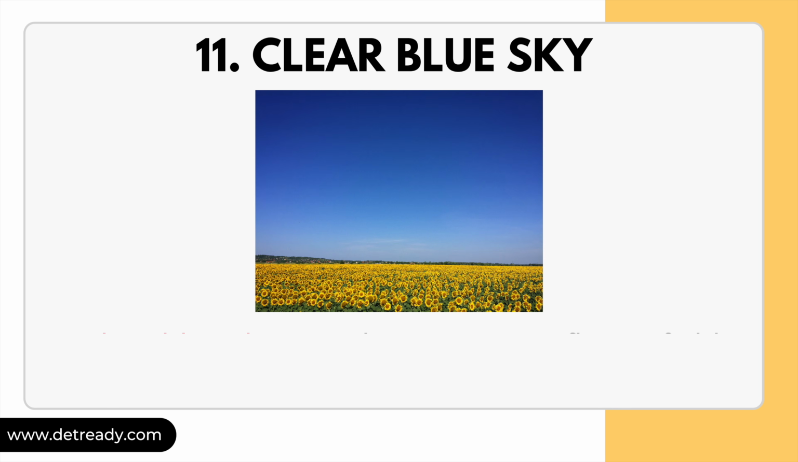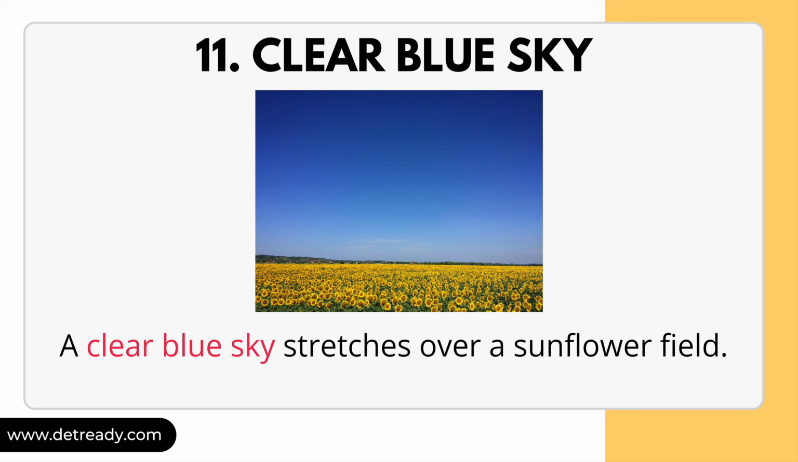Next up, clear blue sky. Now, I'm sure everyone who's watching this video already knows the term blue sky, but to make it more descriptive, you can say clear blue sky. If the sky is cloudless and perfectly blue, just like in this photo, use this phrase. It's not a complicated phrase, but it is straightforward and effective for describing photos like this. A clear blue sky stretches over a sunflower field.